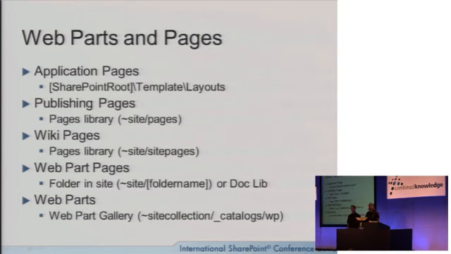The difference is on a publishing page, you will have web part zones, and on a wiki page, you will just have one big zone where you can drag all your web parts and your content into. Then we have web part pages, which can be deployed basically to any folder within your site collection or underneath your site, your subsite, or into any document library. If you deploy them to a folder that's not a document library, you won't be able to access them from the browser. But in some cases, that's good because you don't want people to fiddle with it.